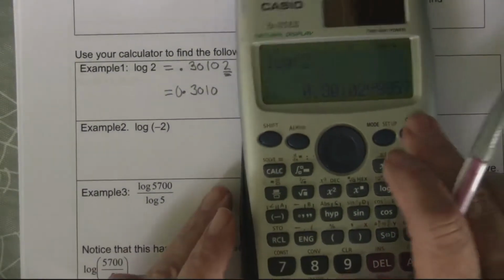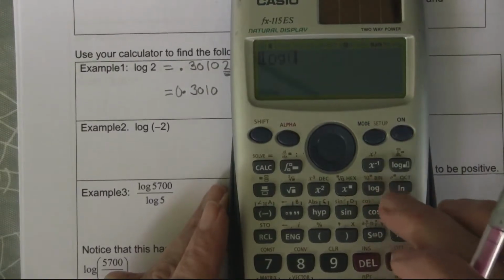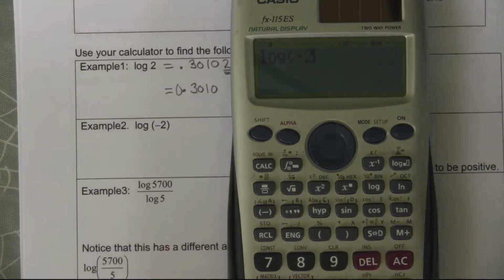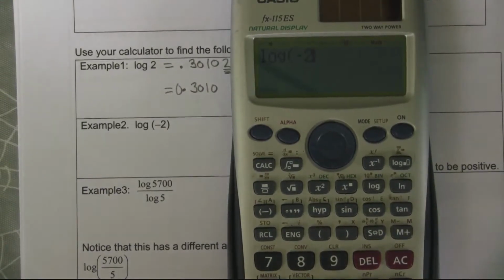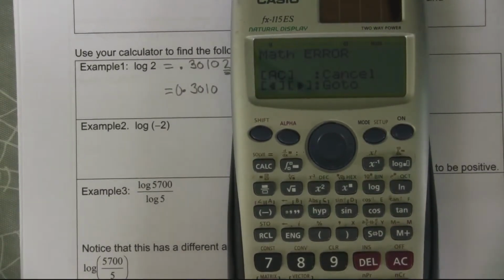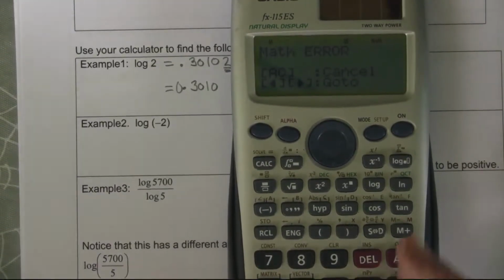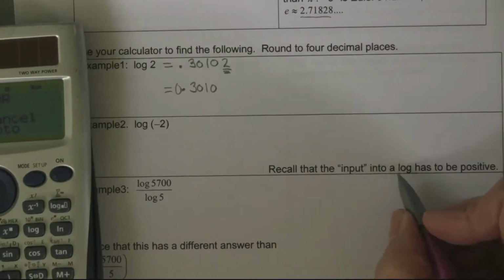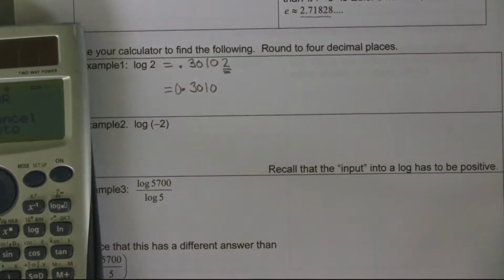So I'm going to clear this out and I'm going to hit log, and then I'm going to put in the -2. And when I do, it gives me error. If you're asking, well, why did it give you error? I hope that you're remembering that the input into a logarithm has to be positive. That was one of the things that they told us.